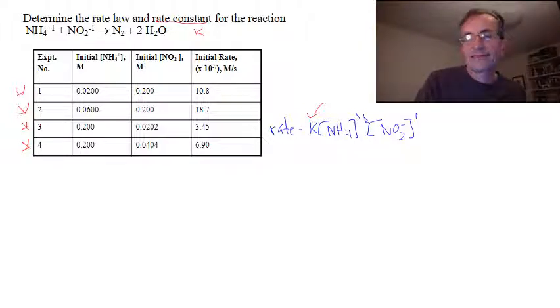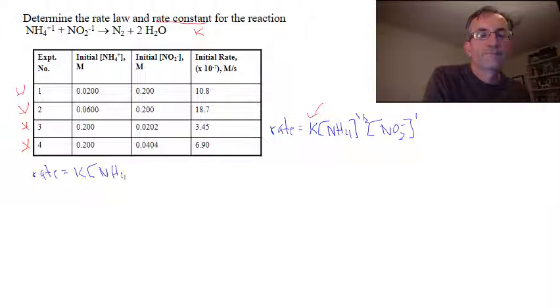So just because it's at the top, I might as well. I'm going to go with the experiment number 1 numbers. So it says in there, let me rewrite it over here actually, rate equals K times the concentration of ammonium to the half power times the concentration of nitrite to the first power. So let's go ahead and plug in our numbers. So rate, the value for rate, 10.8. Now, if you look at the top, it's actually 10.8 times 10 to the minus 7.